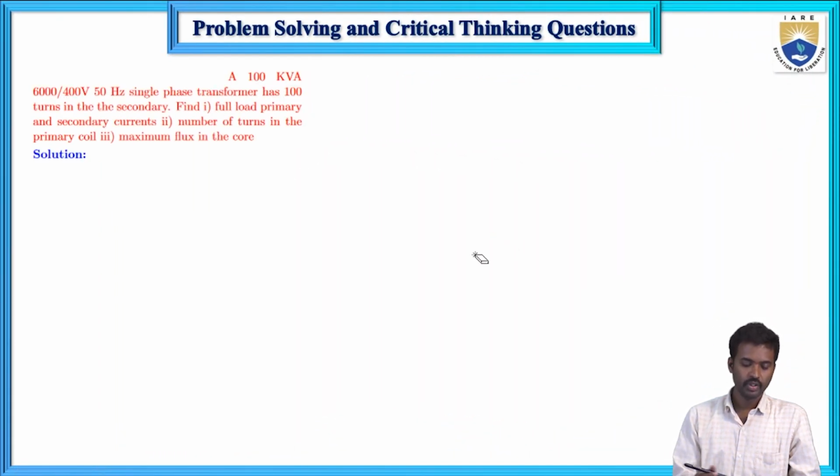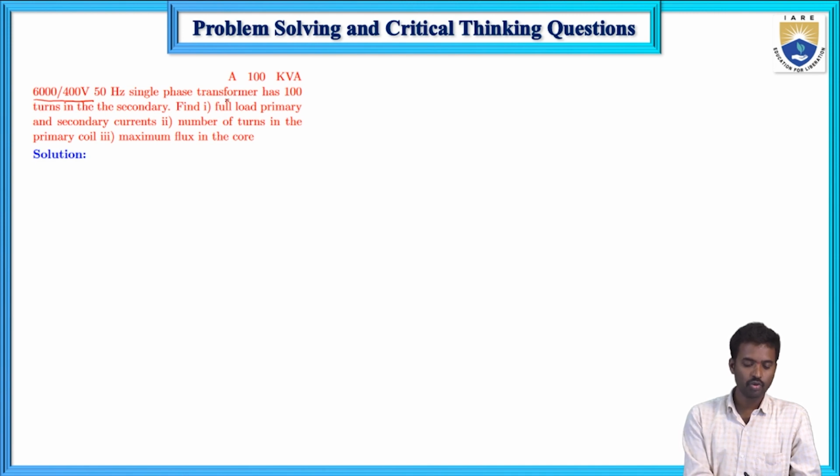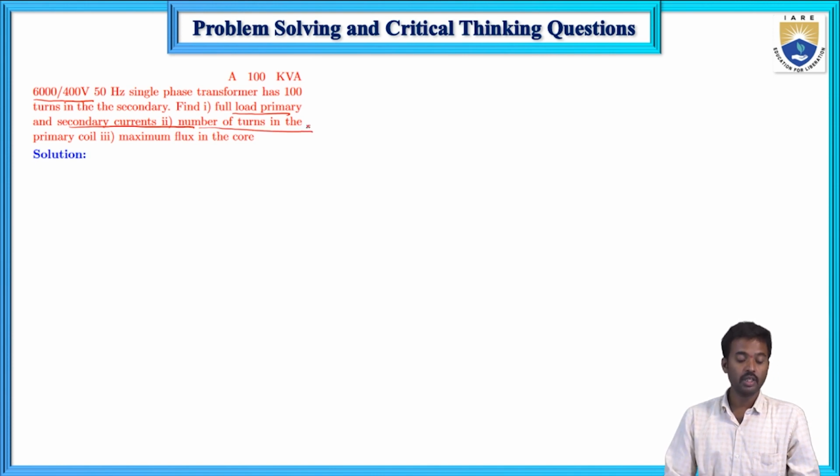Next problem. A 100 kVA, 6000 by 400 volts, 50 Hz, single phase transformer has 100 turns on the secondary. Calculate the full load primary and secondary currents, the number of turns on the primary, and the maximum value of flux. Same thing as in the previous problems where we determined the secondary turns; here you need to consider the primary turns, and the maximum value of flux. Same procedure here.